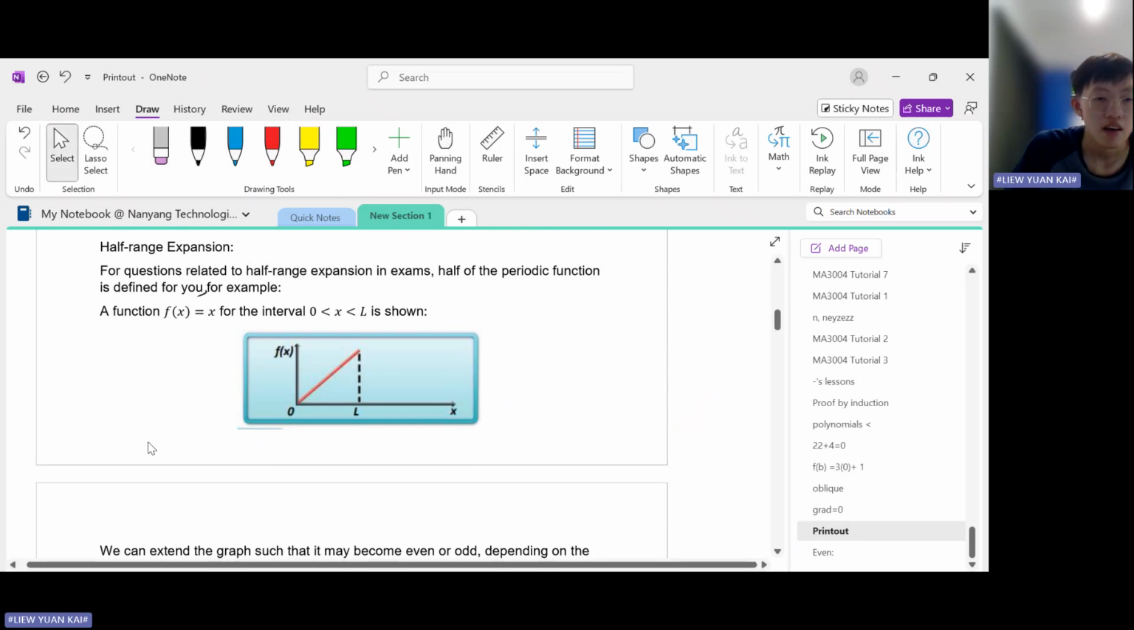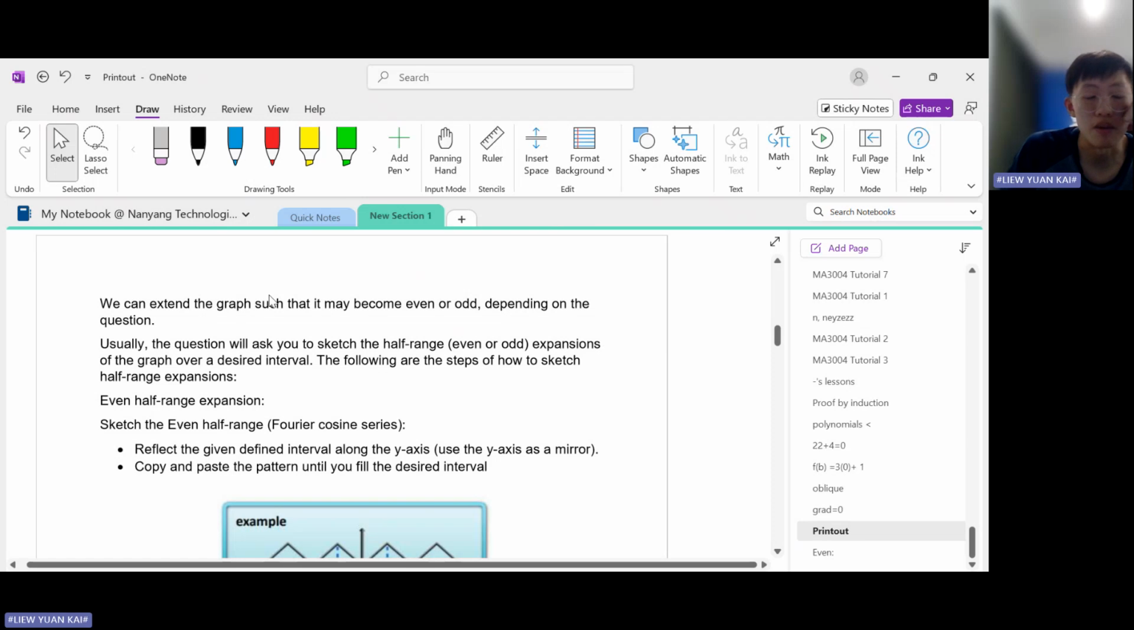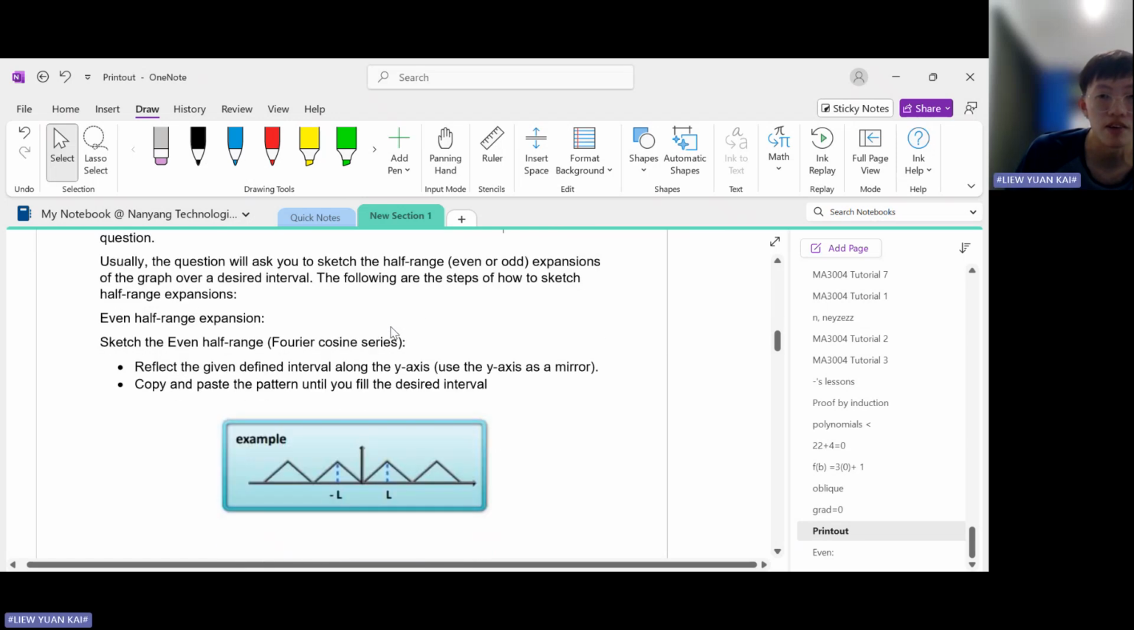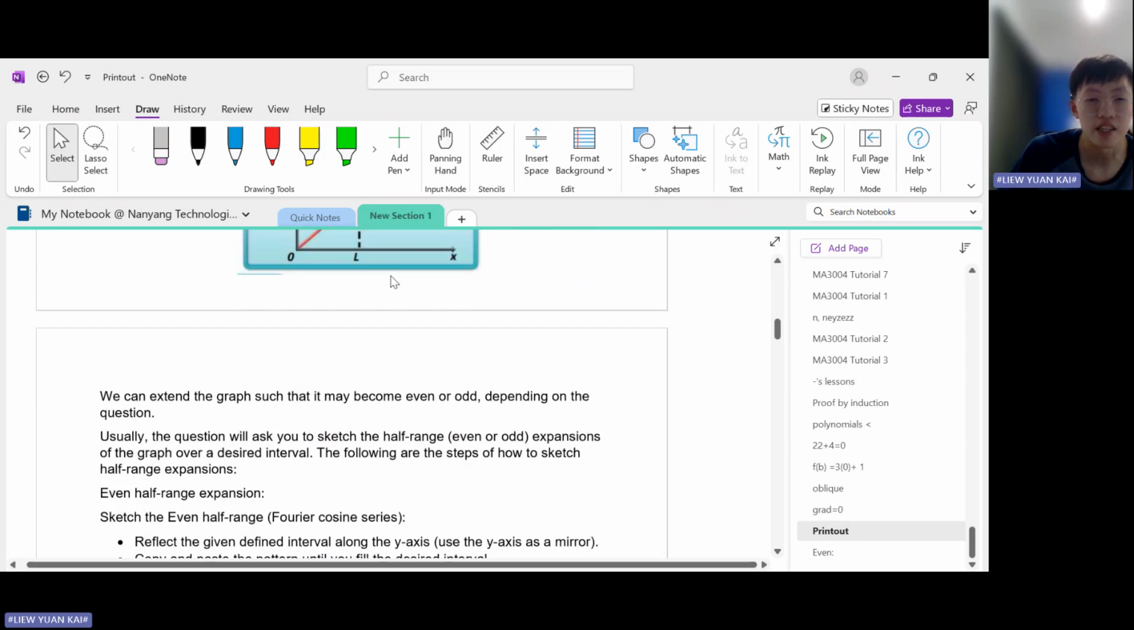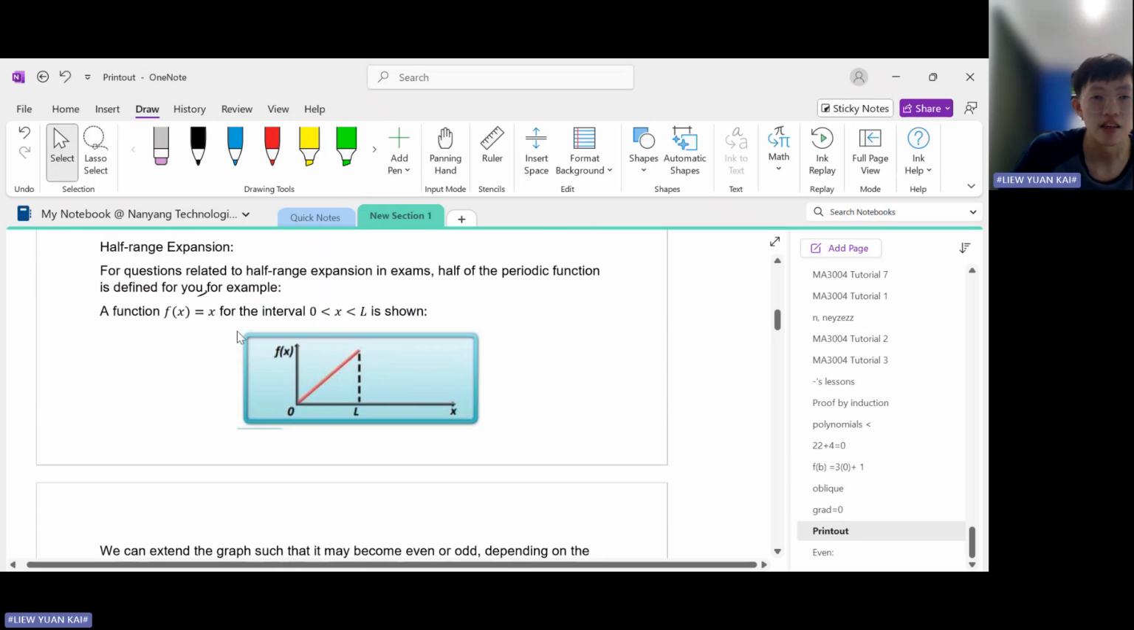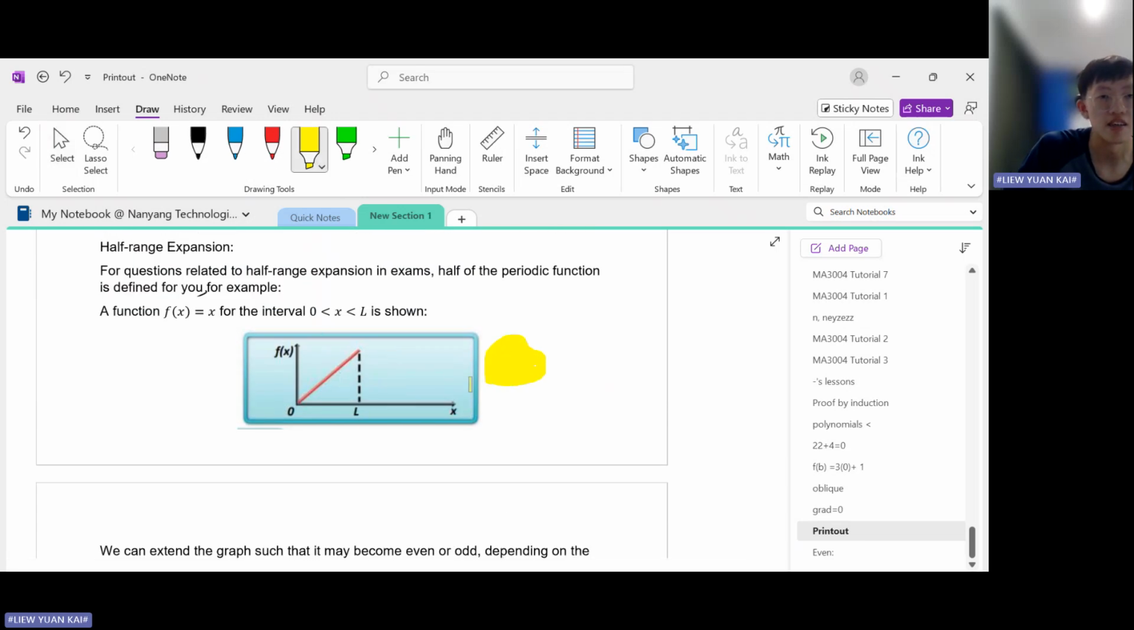Next, it says that we can extend the graph such that it may become even or odd depending on the question. Usually the question will ask to sketch the half range even or odd expansion. So it can be either half range even expansion or half range odd expansion of the graph over a desired interval. The following steps show how to sketch a half range expansion. Let's say you are asked to draw the even half range expansion for this function here.